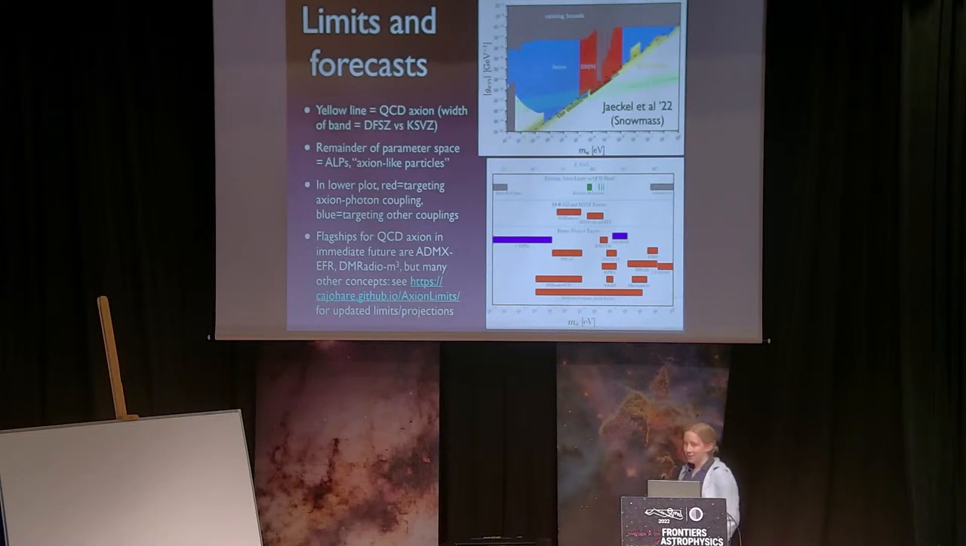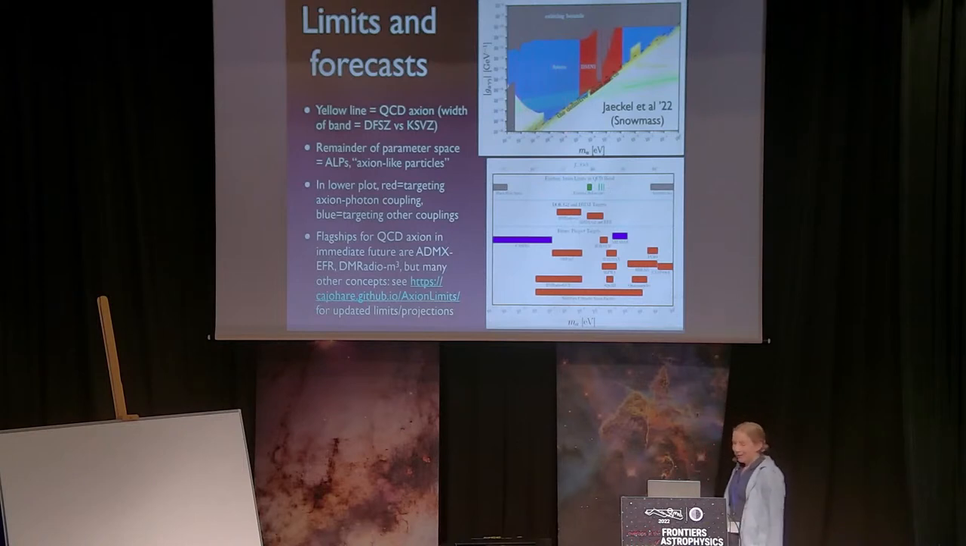DMNI here stands for Dark Matter New Initiatives, which was a program in which ADMX EFR and DM Radio meter cubed were proposed. They would be able to probe the QCD axion from around the 0.1 micro eV scale up to about 10 to the minus 4 eV. So this is sort of the hundreds of micro eV scale.